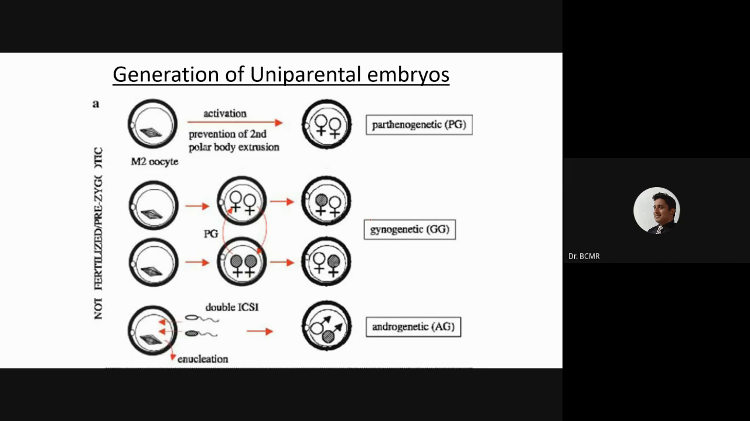In androgenetic, to develop that, we have to enucleate an egg and then perform double intracytoplasmic sperm injection. That means you deposit two sperms into the enucleated egg, and then they would develop into a zygote or embryoid, both of which are derived from paternal alleles, so we call it androgenetic.